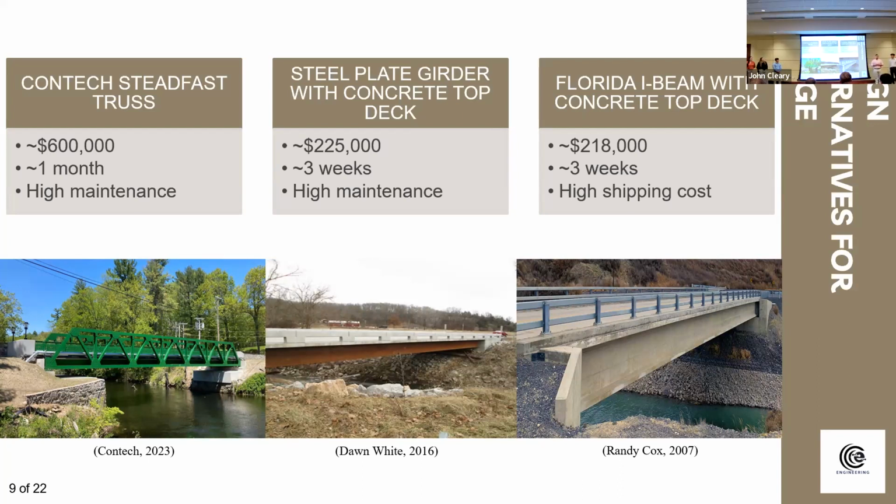So the next approach that we took was a steel plate girder bridge with a cast-in-place concrete top deck. The cost did go down significantly to $225,000 with a 3-week installation period, but also being high maintenance due to the steel and the high moisture contents up in that area. So the final design alternative we looked at was a precast, prestressed concrete girder, FIB 36 or a Florida I-beam 36-inch with a cast-in-place concrete top deck. That cost came out to $218,000 with also a 3-week installation period, but it does have high shipping costs.